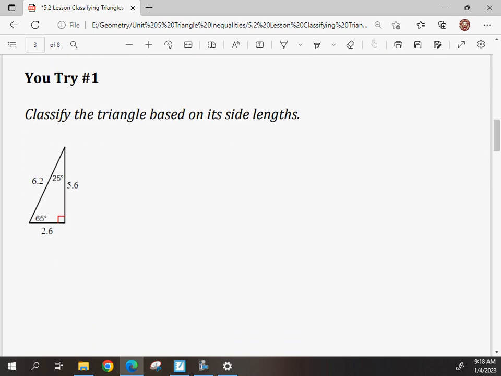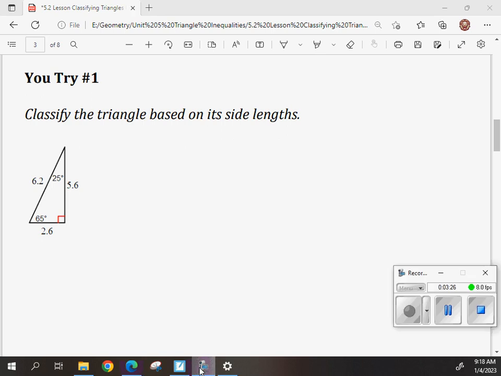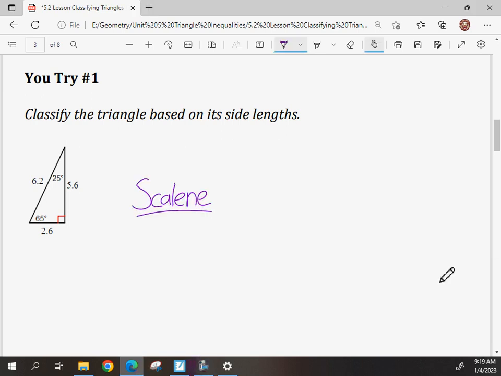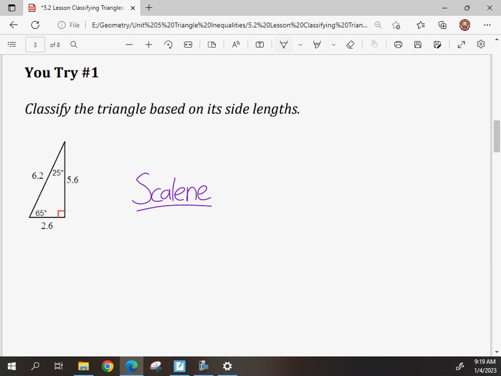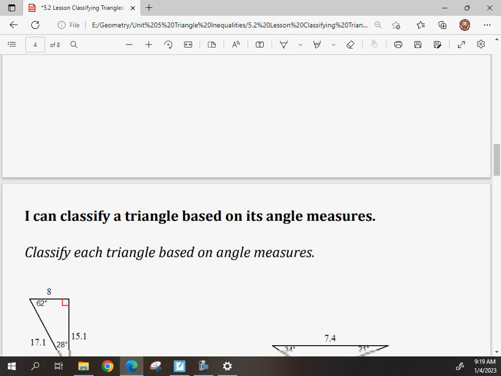So I want you to try this one. I want you to type into the box the category you would put this triangle into: scalene, equilateral, or isosceles. And then you can check your answer. And if you didn't get it correct, it's a good time to raise your hand and ask one of us why. So hopefully you decided this was a scalene triangle. Again, if you decided something else, and you can't figure out why, be sure to ask, and we can point out the reason why it's scalene.